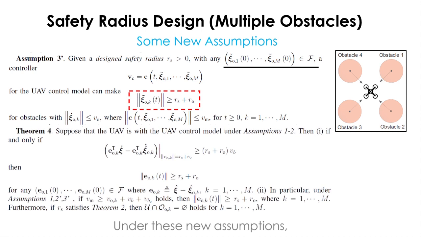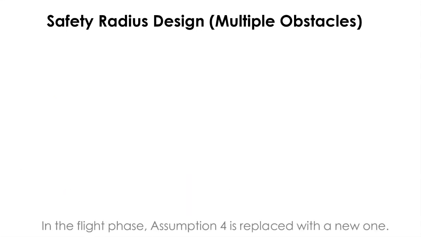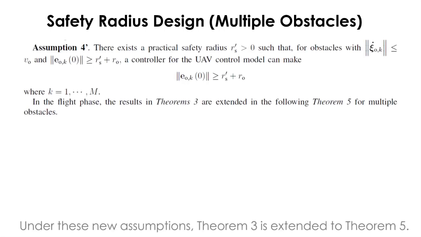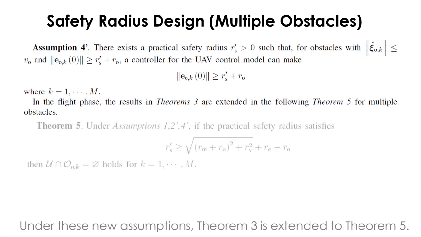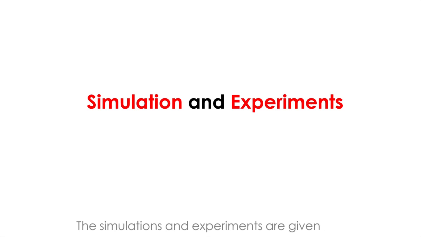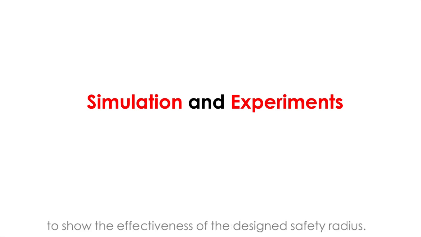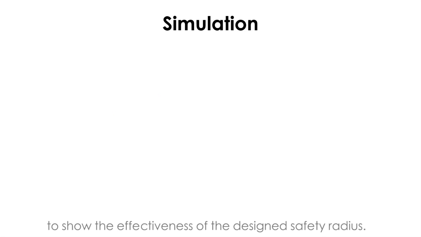Under these new assumptions, the separation theorem is extended to Theorem 4. In the flight phase, assumption 4 is replaced with a new one. Under these new assumptions, Theorem 3 is extended to Theorem 5. The simulations and experiments are given to show the effectiveness of the design safety radius.